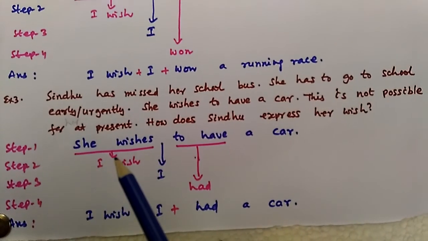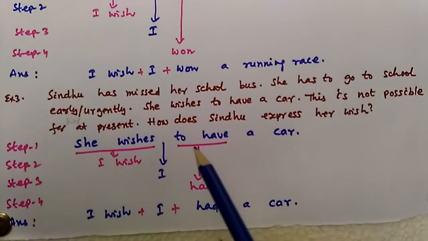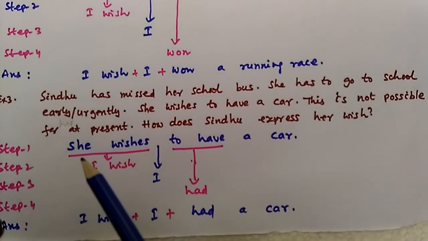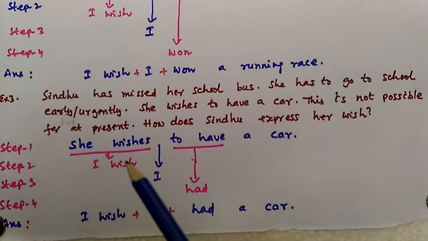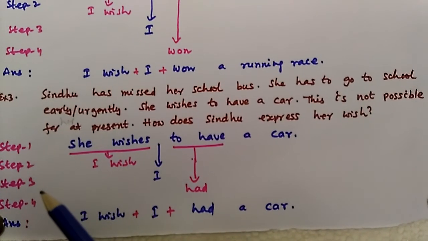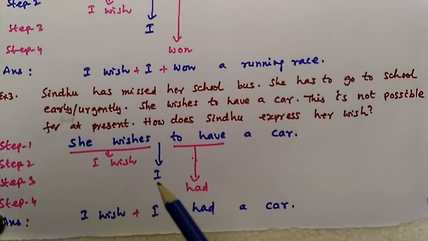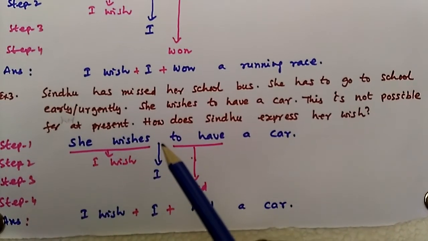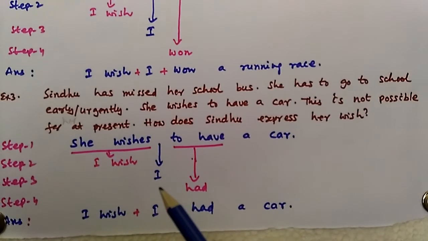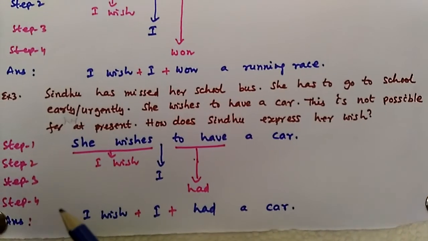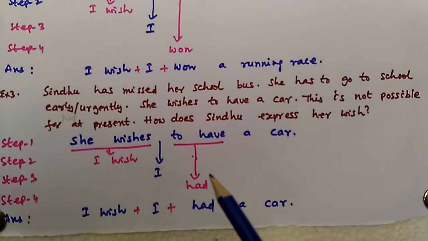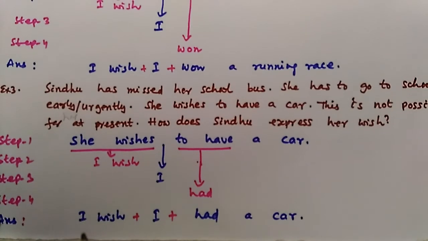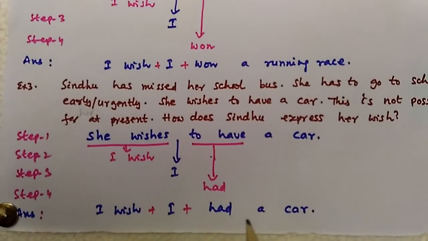Step 1, the wish carrying sentence, that is, she wishes to have a car. And second step, we have to remove from she to wishes and write I wish. And step 3, we have to write I as a subject, because between wishes and to there is no subject. And then step 4, to plus have is changed into verb 2, that is had. By doing so, we get the answer I wish I had a car.